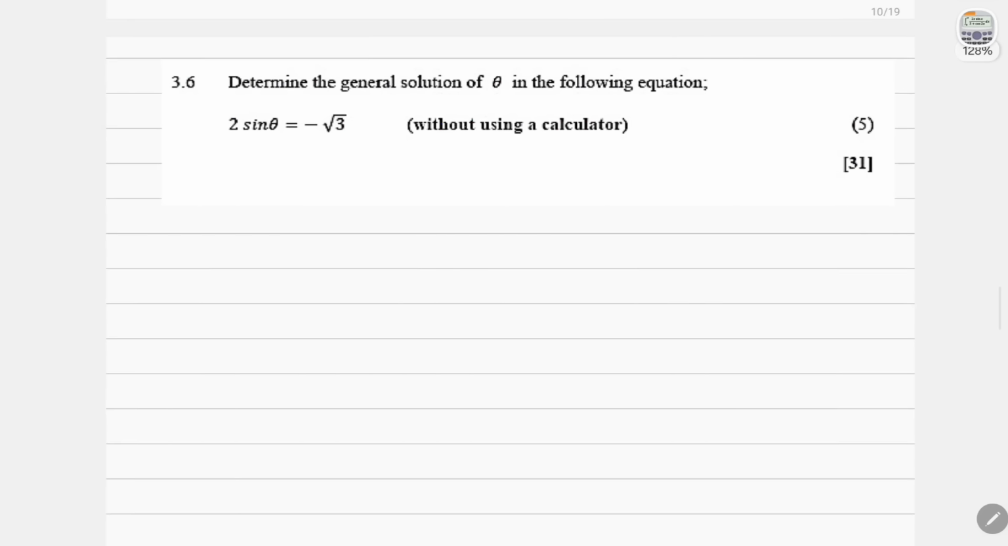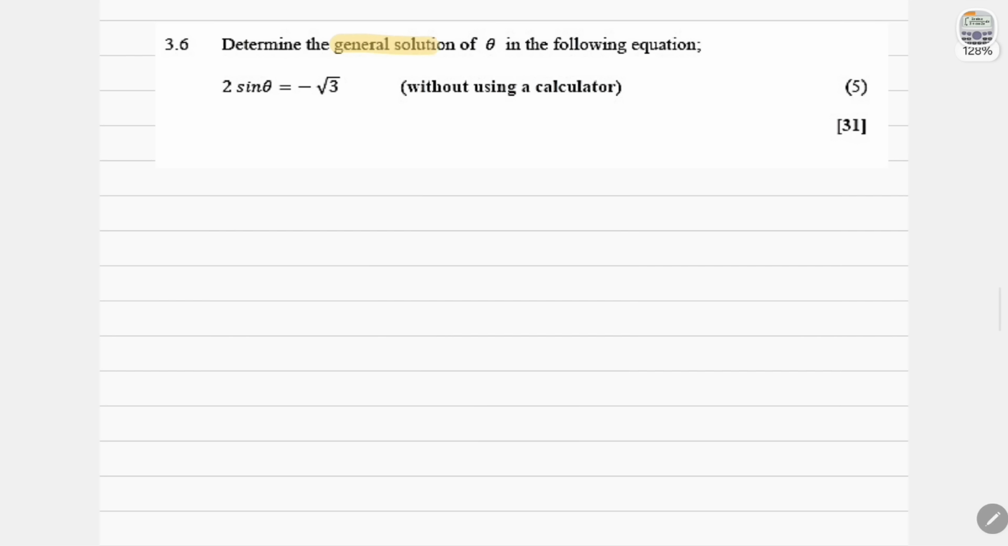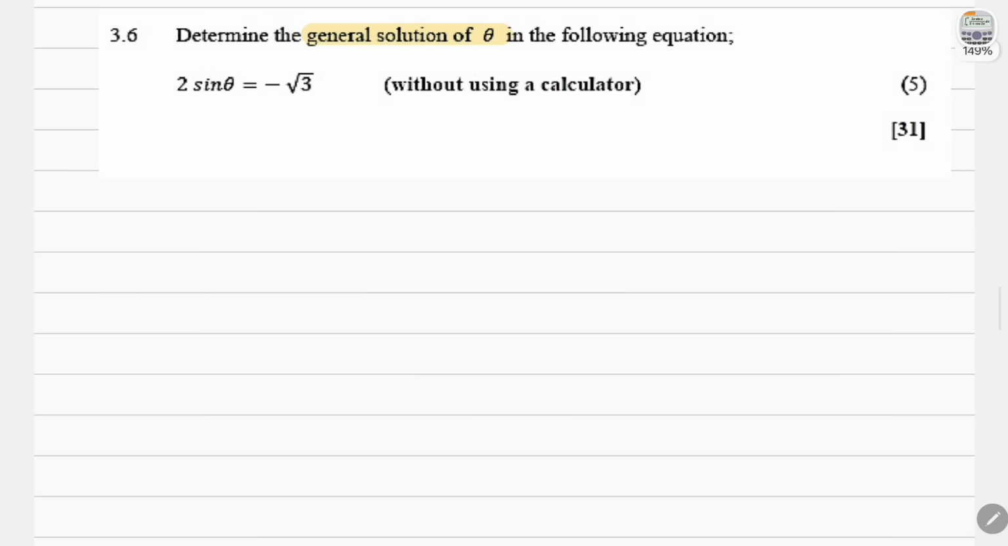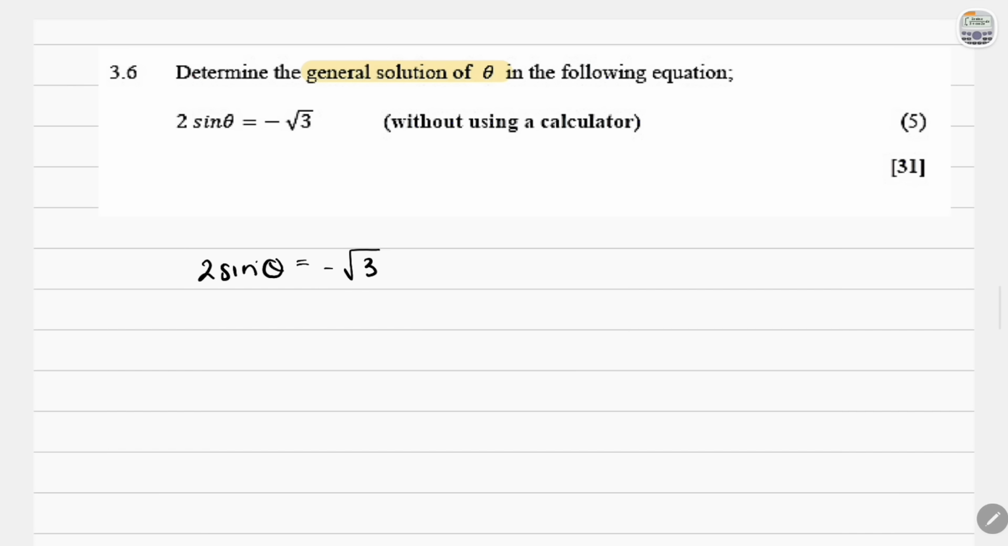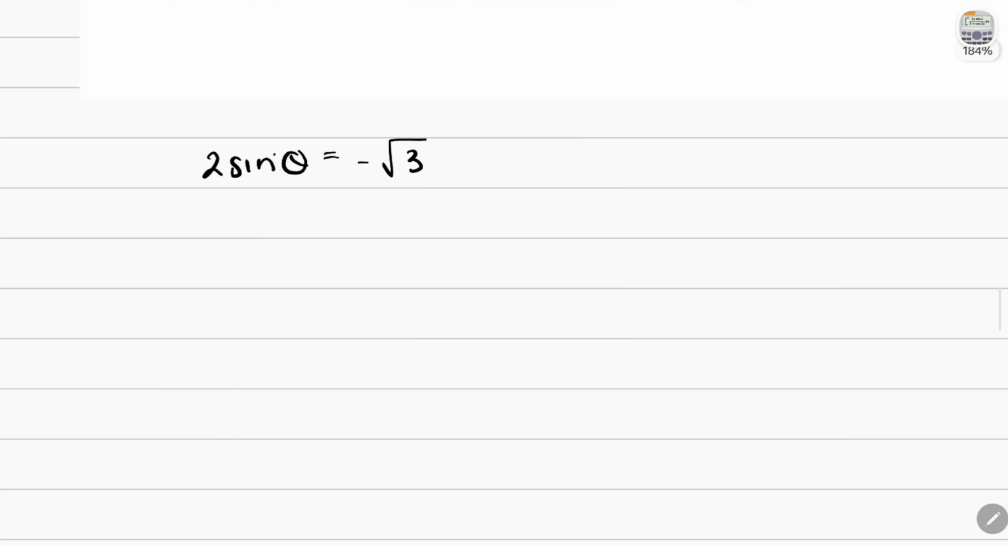Question 3.6 says, determine the general solution of theta in the following equation. So the equation is 2 sine theta equals negative root 3. And they say without using a calculator. Okay, let's go ahead and get sine theta first. So divide both sides of this equation by 2. Sine theta is therefore equal to negative root 3 over 2.